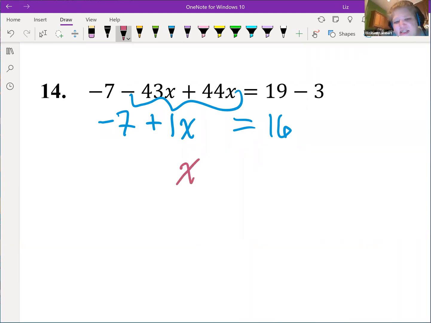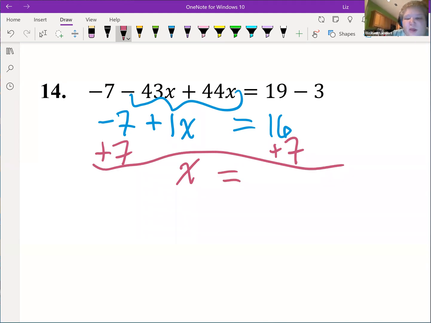And now I just need to get rid of this -7. And in this case, the -7 is added to the 1x. So to cancel adding -7, we could subtract -7, but again, minus negative is really the same as adding. And we end up with 16 plus 7 is 23. All right.